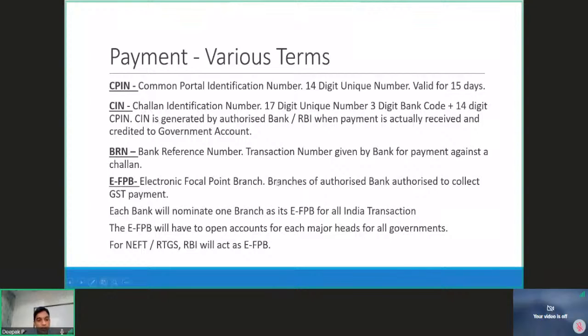Now this e-focal bank, each bank will nominate one branch as its EFPB for all India transactions. This EFPB will have to open accounts for each major head with all the governments. All the branches get focused through the focal point branch. This EFPB will have different accounts with various major heads, like an account of IGST, CGST, and SGST with the RBI, which will go to the government's account. For NEFT and RTGS transactions, RBI acts as an EFPB.